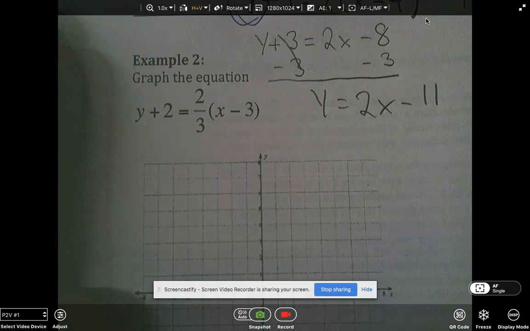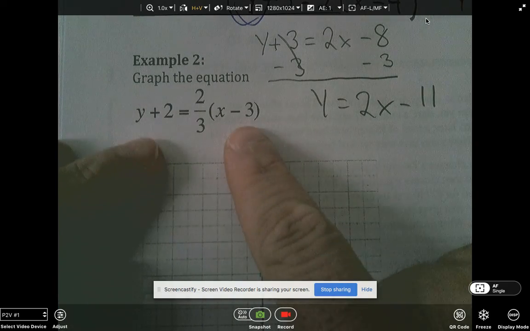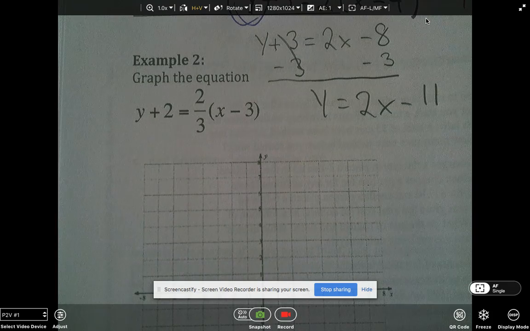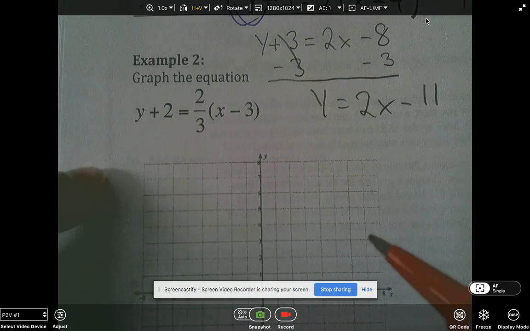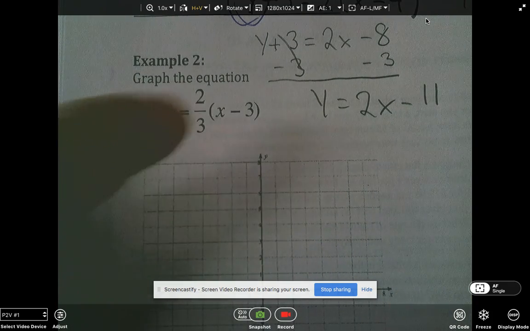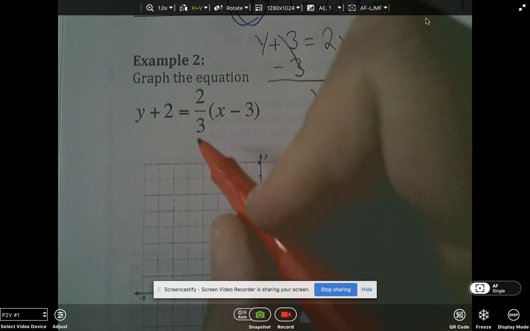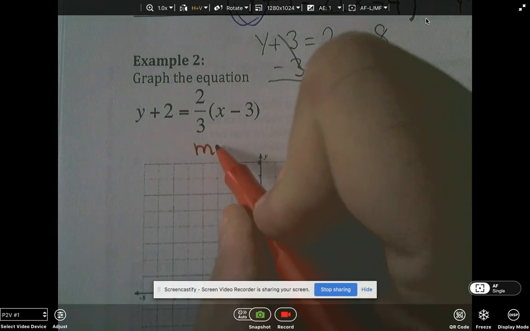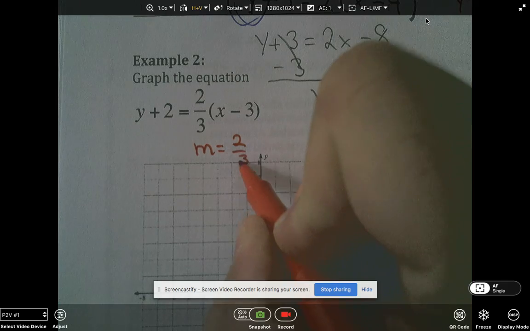So let's start with the easy part. If this is already in point-slope form, can someone raise your hand and tell me what is the slope? Is it 2, 2/3, or -3? Yeah, so hopefully you said the slope is equal to 2/3.